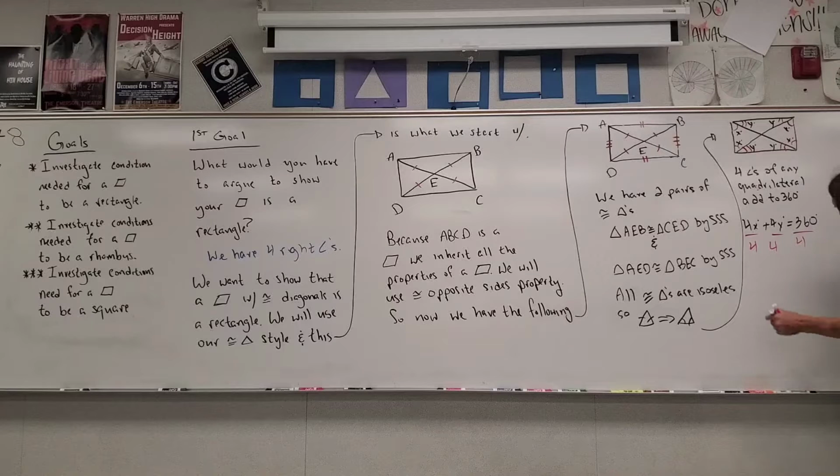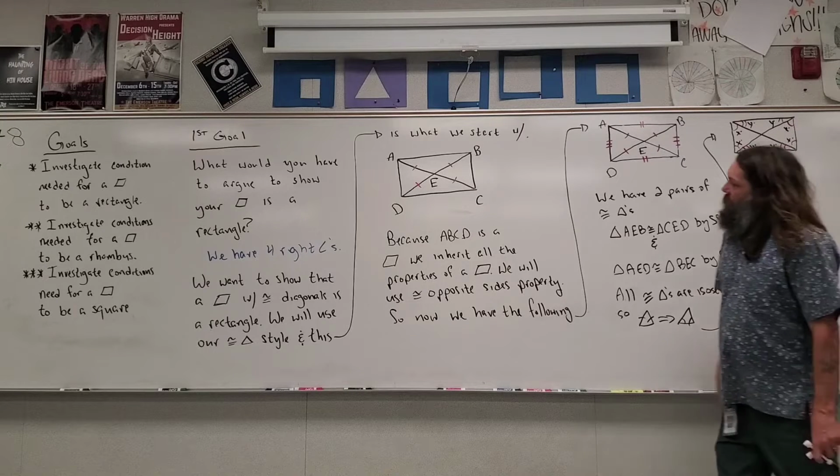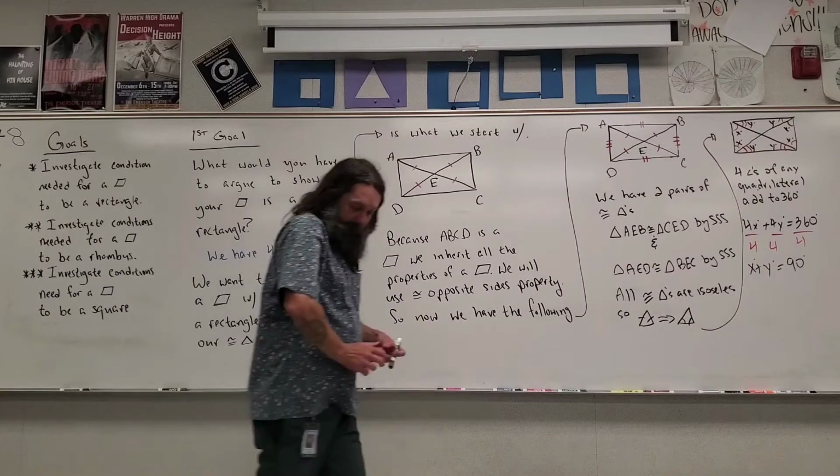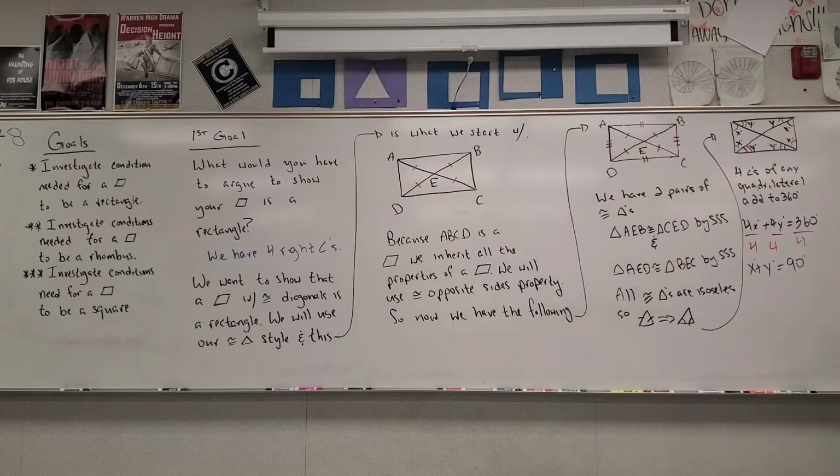And what this does is this shows that x degrees plus y degrees adds up to 90 degrees. So what this means is that's a right angle, and that's a right angle, and this is a right angle, and finally that's a right angle. So this shows that our parallelogram is a rectangle, right? So I argued that I have 4 right angles. This shows we have a rectangle.